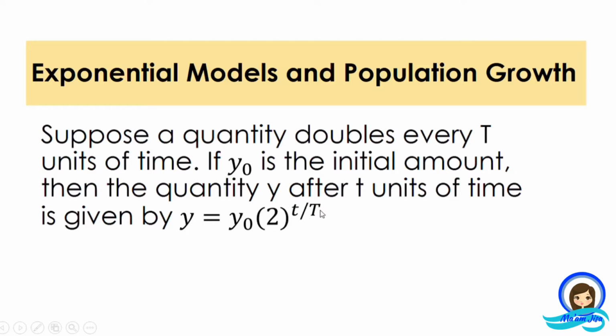y here is the quantity. y sub 0 is the initial amount of that quantity. 2, it's because it doubles. We use 3 if in the problem it triples. Small letter t is the time after which we find the quantity, while the big letter T is when a particular quantity doubles in T units of time. So to better understand this model, let's apply it using the problem below.